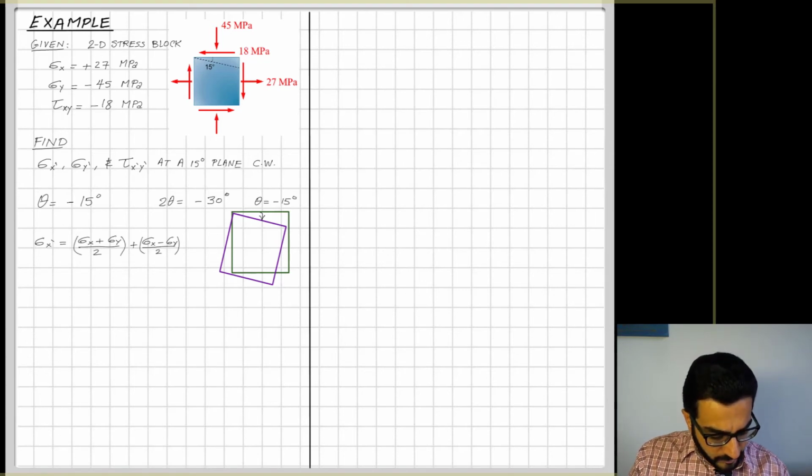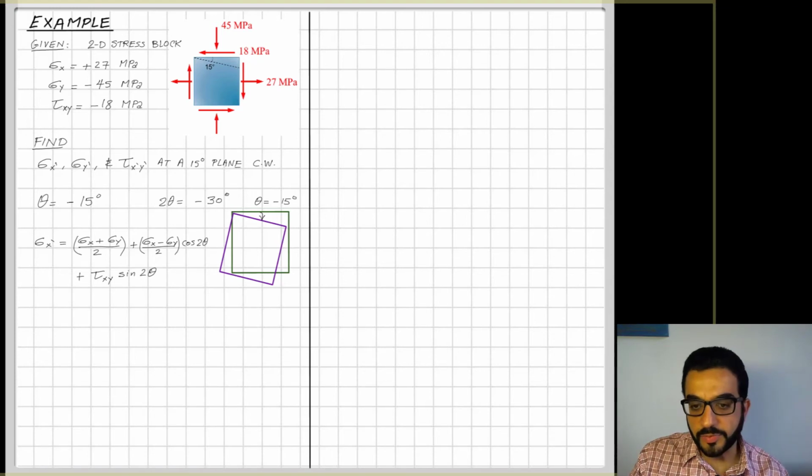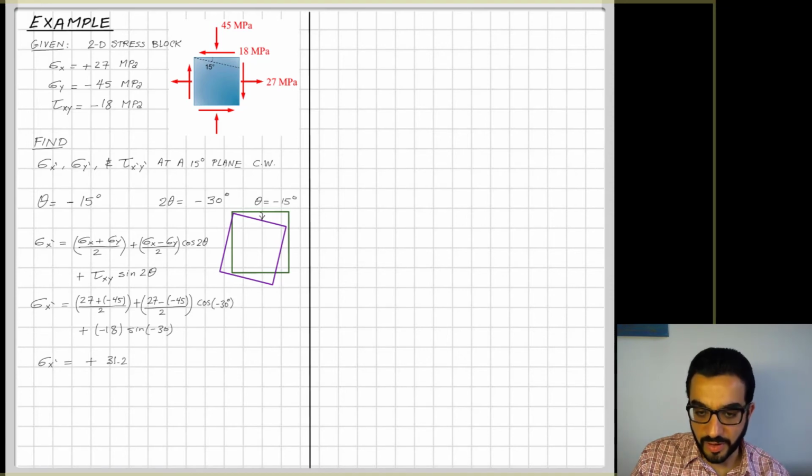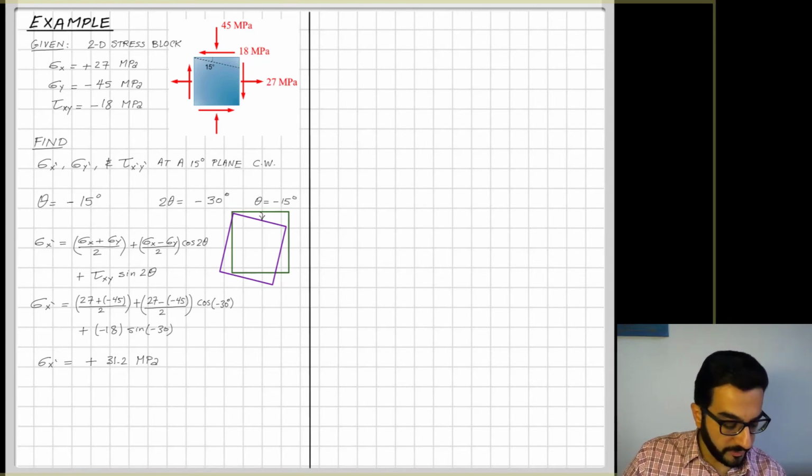So here, for sigma x prime, if I use the formula and plug in the values here, you see sigma y is plugged in with its sign, and also tau xy is plugged in with its sign, and I end up with sigma x prime equal to positive 31.2 megapascals. So the new block at this orientation of 15 degrees clockwise will feel positive stress, or tension stress, at its own x axis, or in this case x prime.